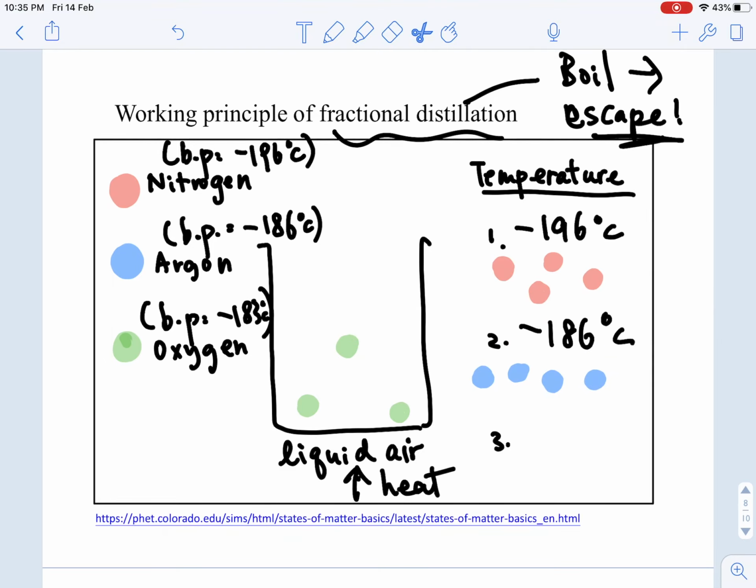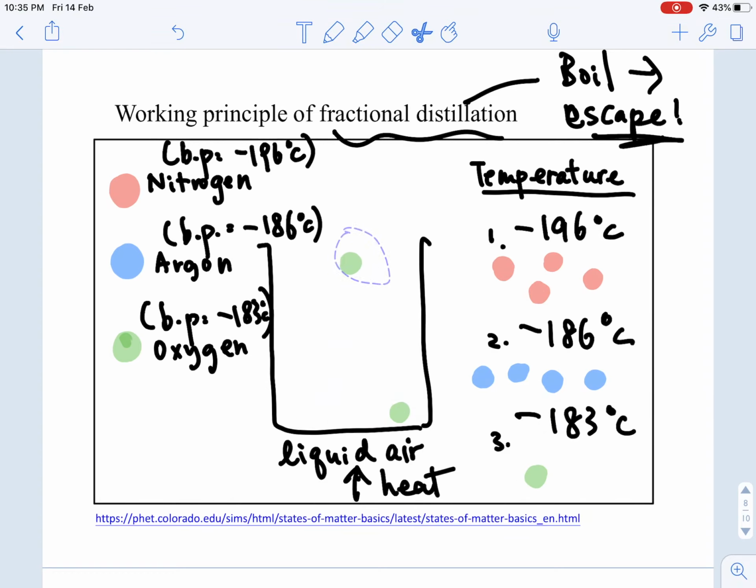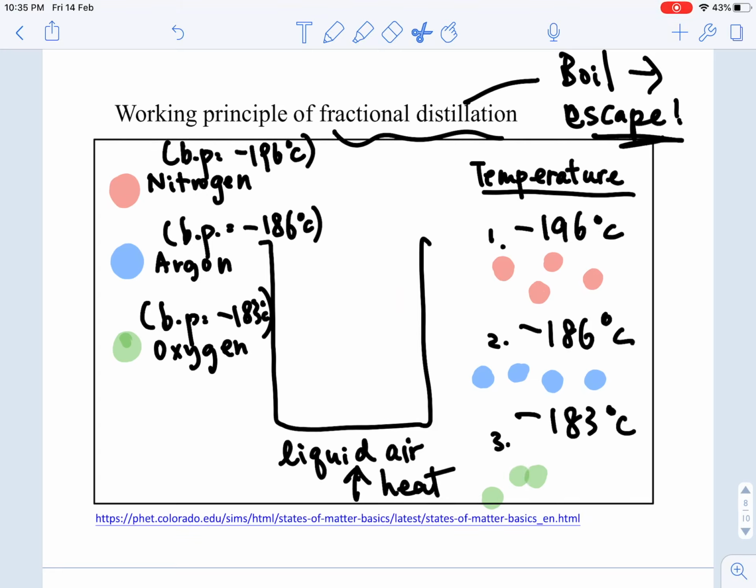Then the last temperature I would use will be negative 183 degrees Celsius. I'm pretty sure that you know that now the oxygen particles would come out. So we are able to separate them one by one.